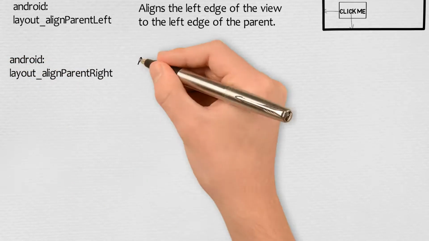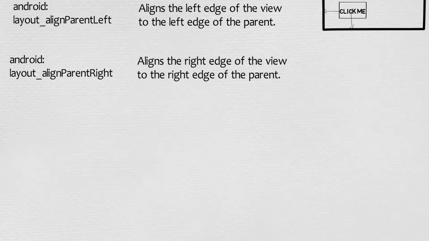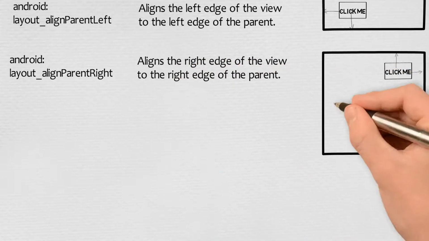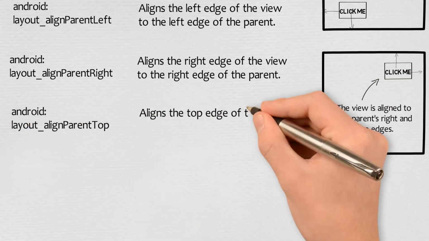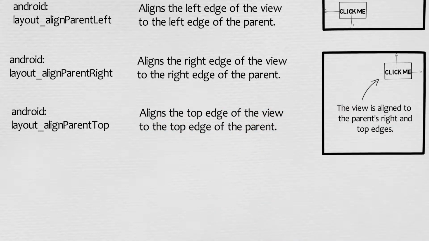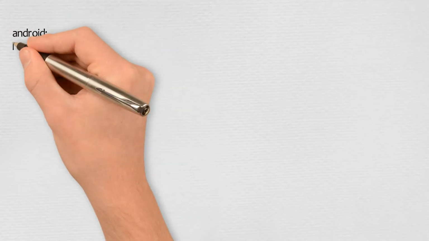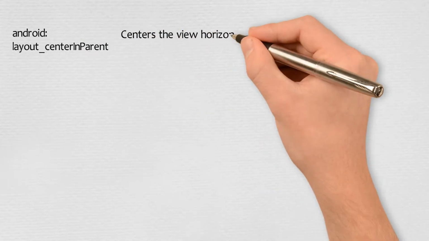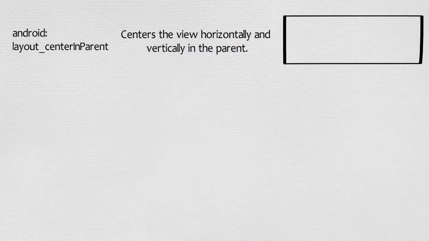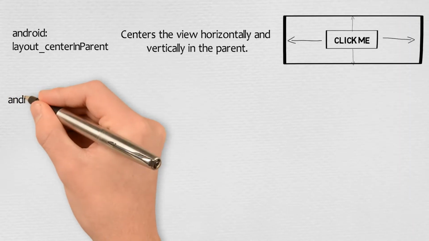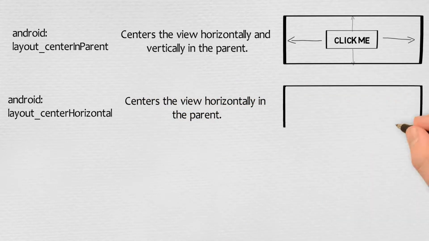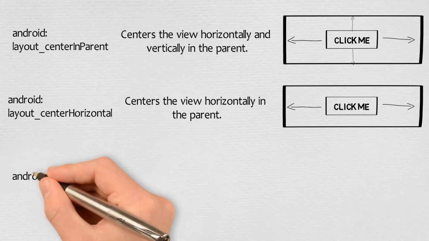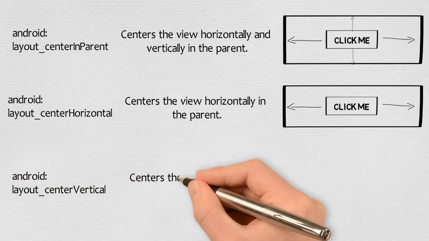android:layout_alignParentRight aligns the right edge of the view to the right edge of the parent. android:layout_alignParentTop aligns the top edge of the view to the top edge of the parent. android:layout_centerInParent centers the view horizontally and vertically in the parent. android:layout_centerHorizontal centers the view horizontally in the parent. android:layout_centerVertical centers the view vertically in the parent.